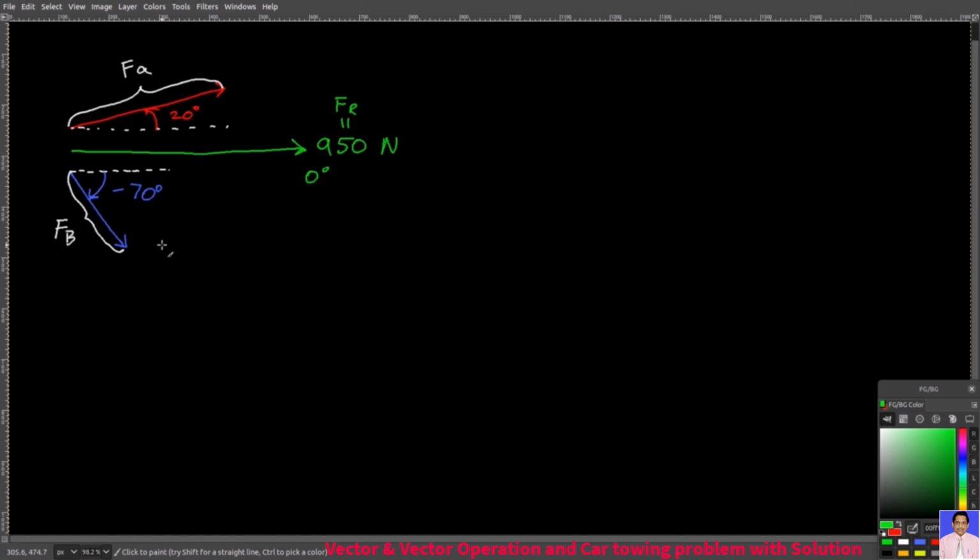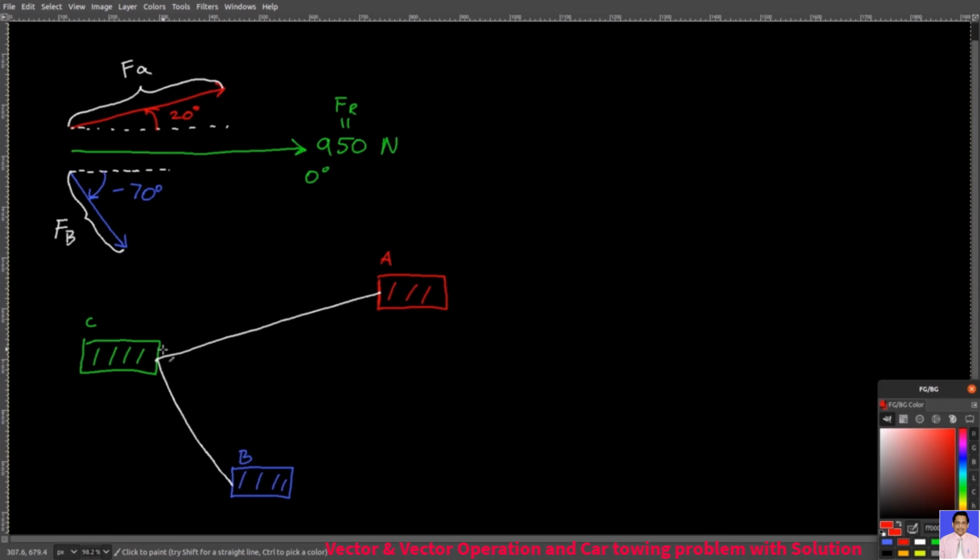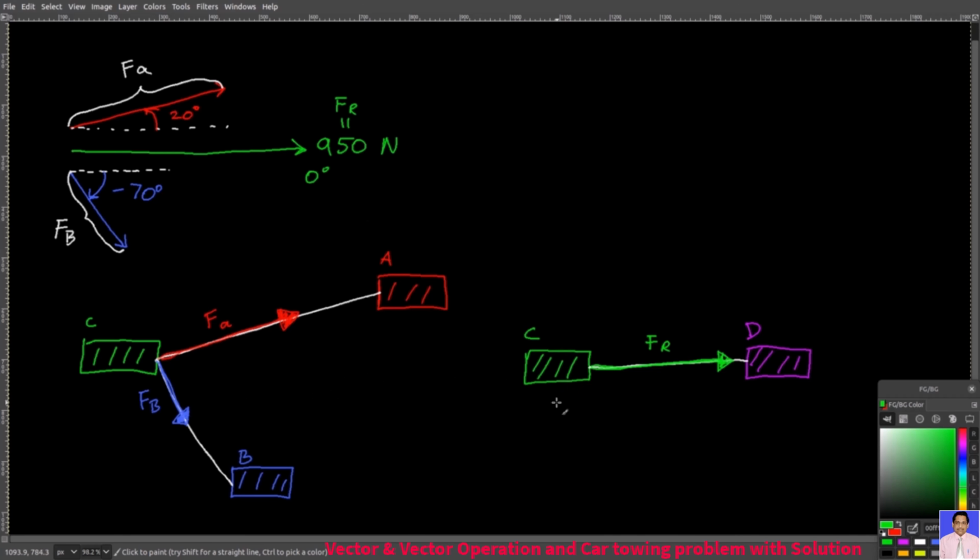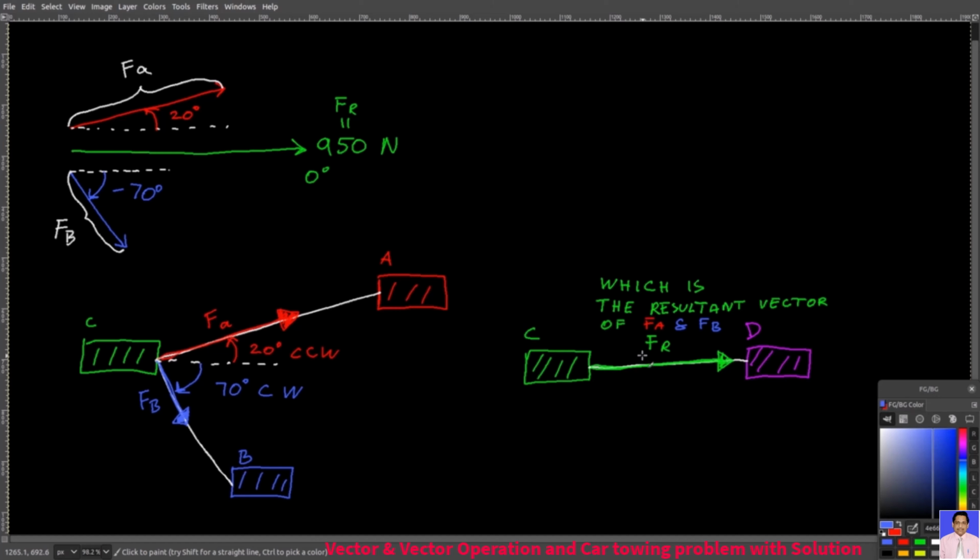Another way to look at it is like this. Towing car C with two cars, A and B, with force vectors Fa and Fb, or towing this car with car D with a force vector which is the resultant force vector of Fa and Fb, will make car C behave exactly in the same way. For car C, there is no difference whatsoever. That's why we also say that Fr is an equivalent force vector to Fa and Fb.